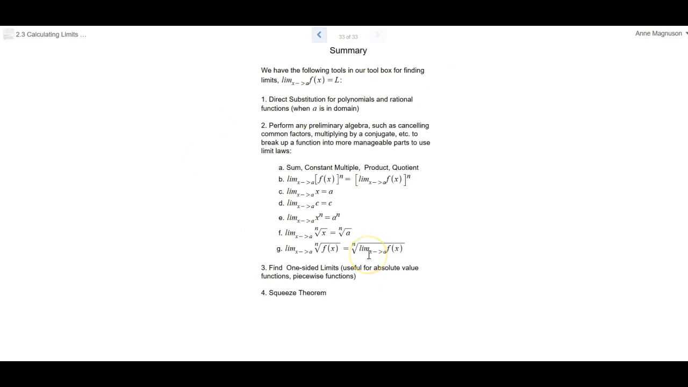Summarizing, we have a bunch of tools that we've looked at. We have those laws. We've determined that we can use direct substitution for polynomials and rational functions, which is very handy. We need to perform preliminary algebra a lot of the time so we can cancel factors in the numerator and denominator before we can apply the quotient rule. We saw these laws for helping us determine limits without having to resort to a graph. Finding one-sided limits is usually handy for functions that involve absolute value or piecewise functions, and then there's the squeeze theorem.